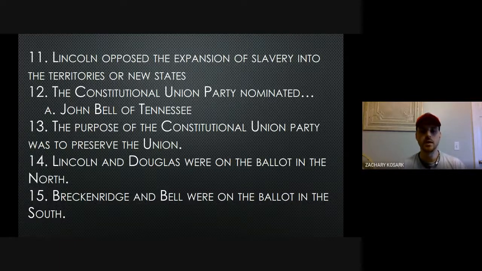So Lincoln and Douglas were on the ballot in the North. Breckinridge and Bell were on the ballot in the South.